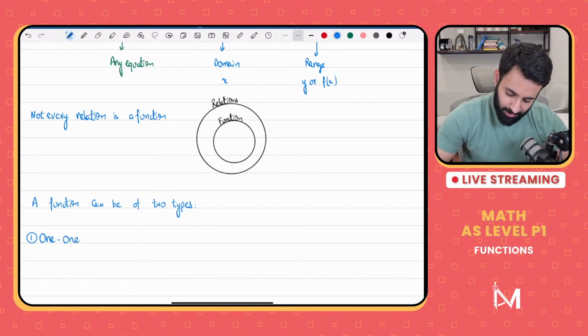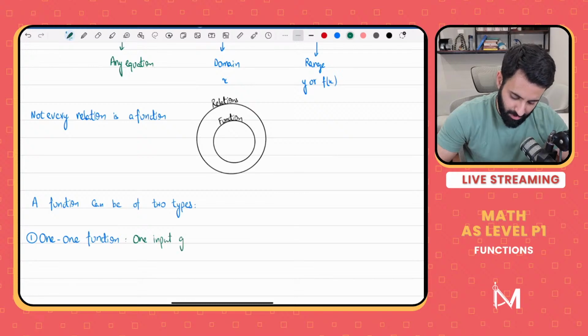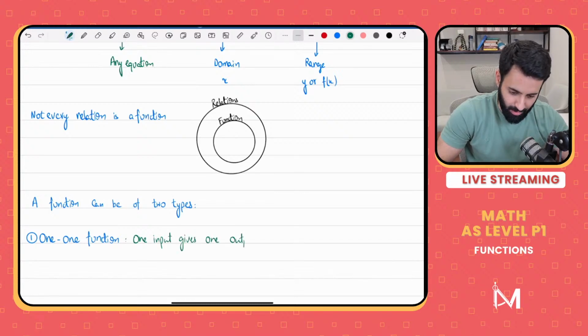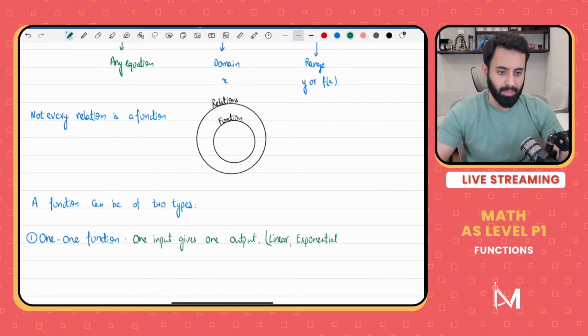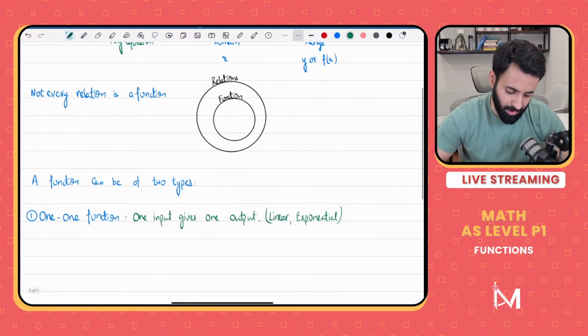One-to-one function. Now, what's a one-to-one function? A one-to-one function is basically where one input gives one output. Like, for example, a linear function or an exponential function, even a logarithmic function, but let's keep it linear and exponential since that's what we're all familiar with.